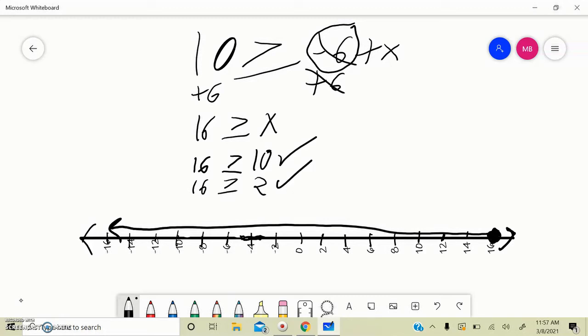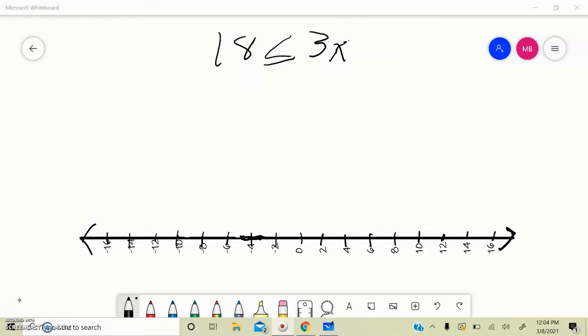Let's take a look at a multiplication problem. All right, so let's take a look at this multiplication-based inequality. I have 18 is less than or equal to 3x. So I'm going to do my inverse operation of dividing by 3 on both sides. Then I'll get rid of the coefficient on the side of my variable. And I will do the division of 18 divided by 3, which will give me 6 is less than or equal to x.